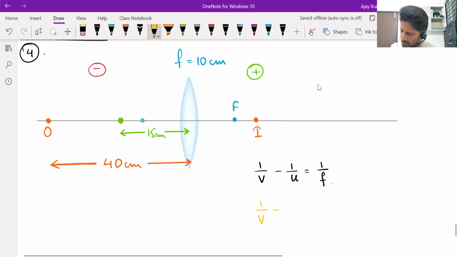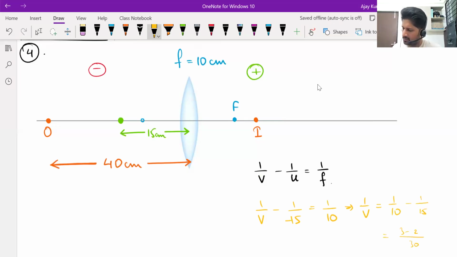Okay, 1 by v minus 1 by u, where u is minus 15, is equal to 1 by f. So 1 by v becomes 1 by 10 minus 1 by 15. 10, 15 LCM becomes 30. 3 minus 2, 1 by 30. You get v as plus 30. Okay. Focal length is 10. Twice the focal length will be 20. 30 will be beyond that, somewhere here. For the green dot, this is the image. Let's call it I2. Object is O2.